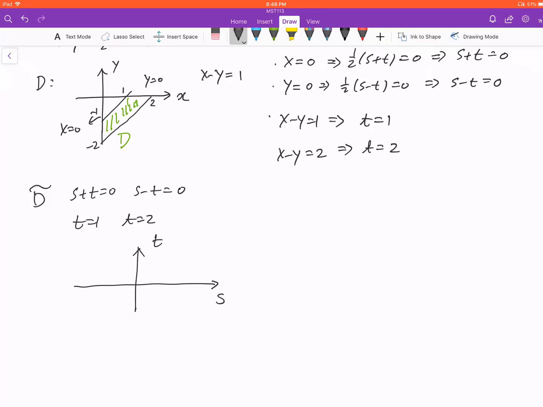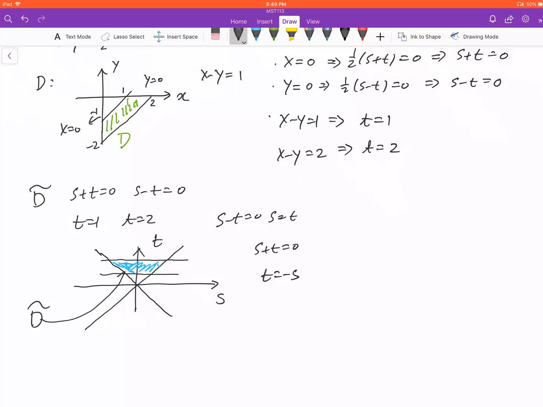And s minus t equal to 0 means s is equal to t. So this is the one. Okay, s is equal to t. s plus t equal to 0, that's t equal to negative s. So that's what we have over here. Okay, and then t is equal to 1, and then t is equal to 2. So what do we have? We see over here is this new area, this trapezoid over here. And that's our D tilde. D tilde is this area.